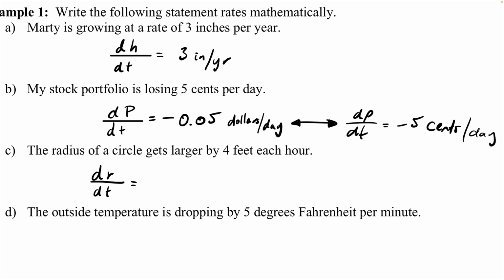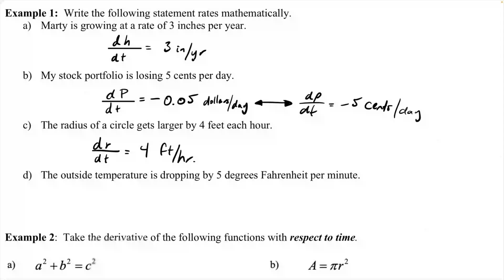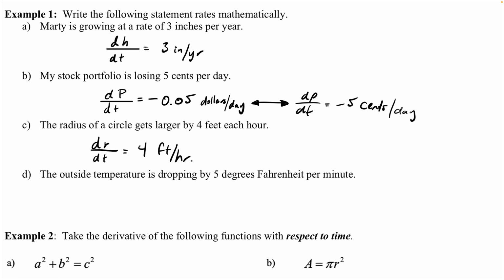Okay, gets larger by 4 feet each hour. So how would I write the other part? 4 feet per hour. 4 feet per hour. Okay. We're gonna be doing a lot of this today. So the easier this is, the easier it'll be.